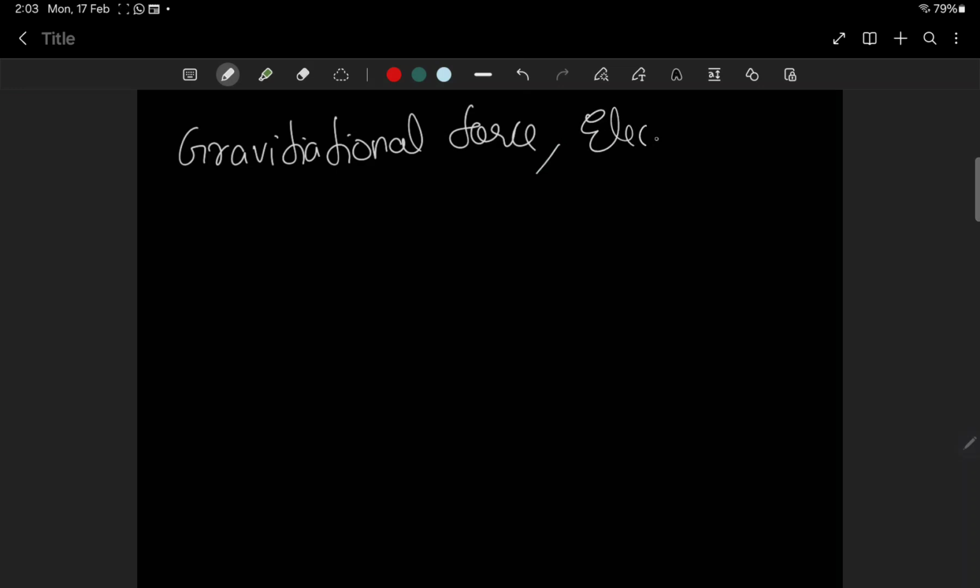So understand, gravitational force, electrostatic force and all are conservative forces. Frictional force is a non-conservative force. It depends on the path. But gravitation, electrostatic, etc. are conservative forces. So that is what is told here.